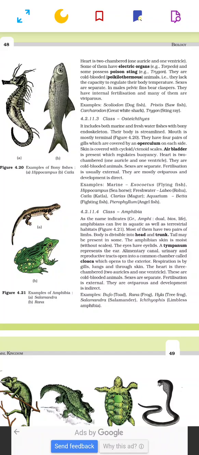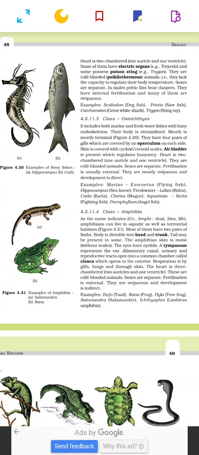Alimentary canal, urinary bladder, and reproductive tracts open into a common chamber called cloaca, which opens to the exterior. Respiration is by gills, lungs, and through the skin. The heart is three-chambered, two auricles and one ventricle. These are cold-blooded animals. Sexes are separate. Fertilization is external. They are oviparous and development is indirect.